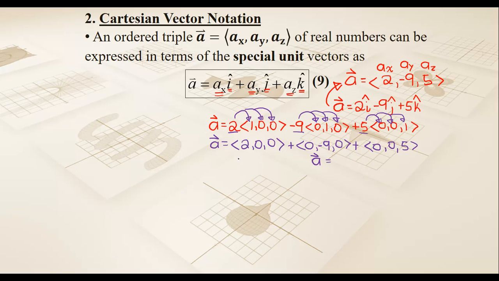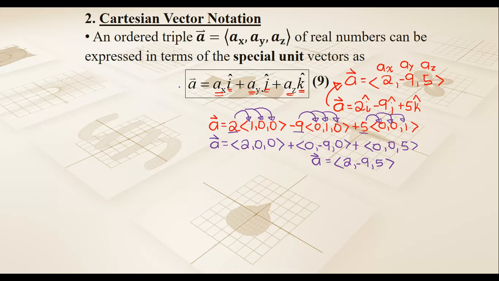When you add or subtract vectors together, you only combine their components. So when I combine these together, the first value in the ordered triple would just be 2 plus 0 plus 0. So that would just be equal to 2. The second value in the ordered triplet would be 0 plus negative 9 plus 0. That's combining my y components. So that would be negative 9. And then the third value in the ordered triplet would be combined the z component. So 0 plus 5, which would just be equal to 5.